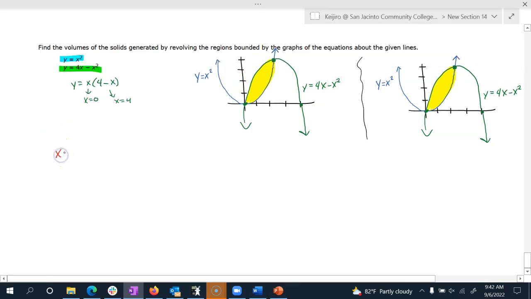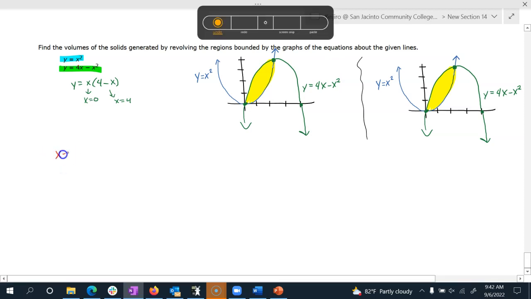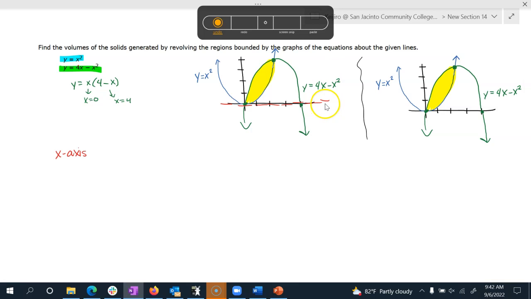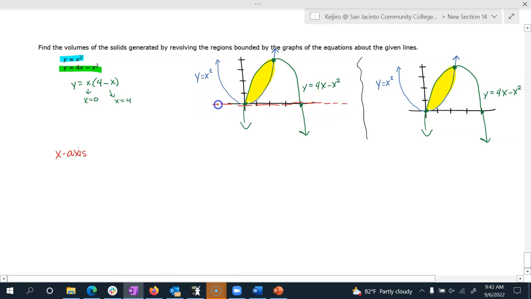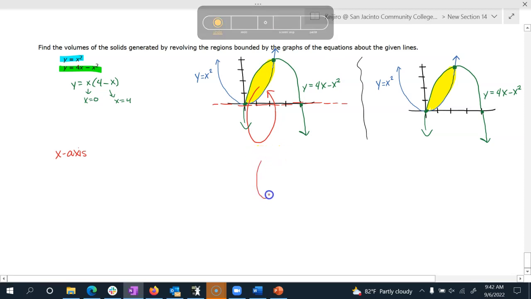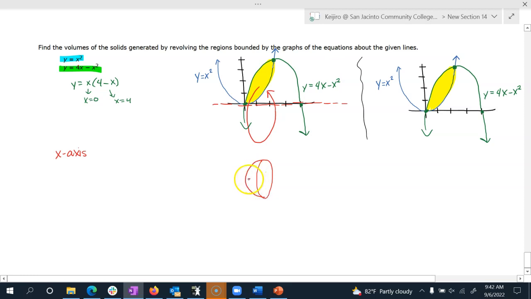So in this first case, the x-axis. So let's say we're taking this region and rotating it around the x-axis. And so the shape that that's going to form is, again, this sort of weird, well, I can't even describe it. It's like a bowl, but it's kind of weird, sort of.